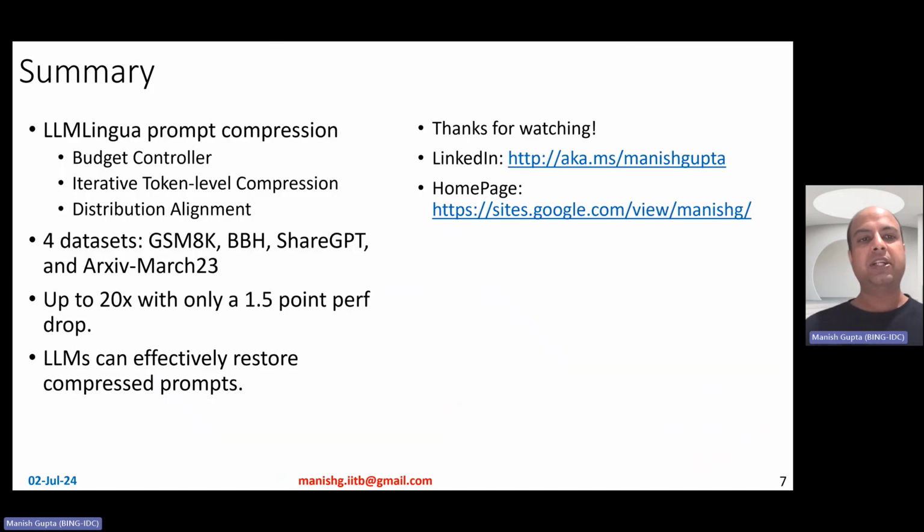Okay, so in summary, in this video, I talked about LLMLingua prompt compression method, which comprises of 3 important modules: budget controller, iterative token level compression, and distribution alignment. They experimented with 4 different datasets: GSM 8K, BBH, ShareGPT, and Archive March 2023, and showed that you can obtain 20x compression in prompts with just a 1.5 point performance drop. And lastly, they also showed that large language models can effectively restore those compressed prompts as well, which are otherwise not human readable. Hope you liked the video.